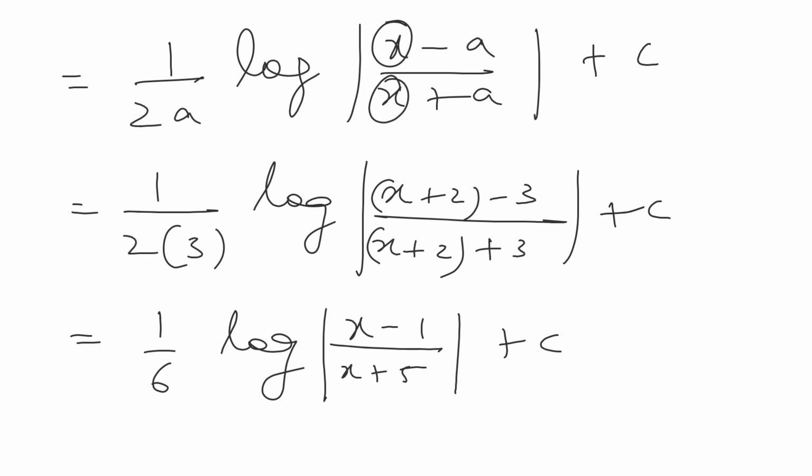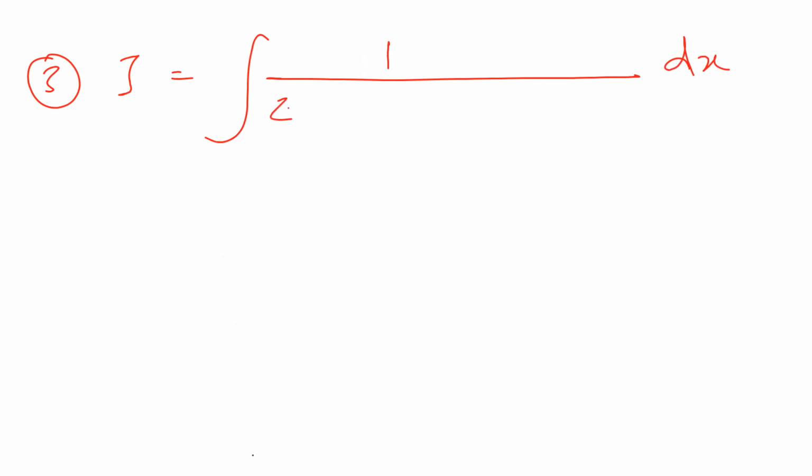Okay, now next problem, third problem. Integration of 1 upon 4x square minus 20x plus 17. Should I go ahead with half into coefficient of x? There is a constant in the numerator, that's fine, and there is a middle term. So should I go ahead with half into coefficient of x? No.